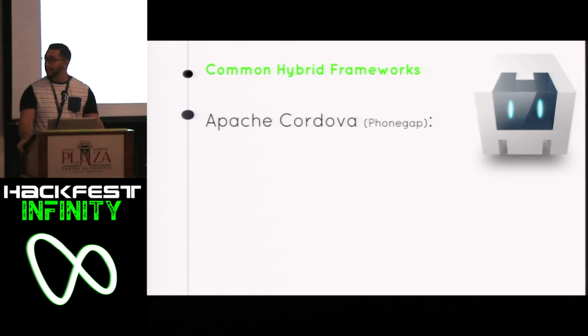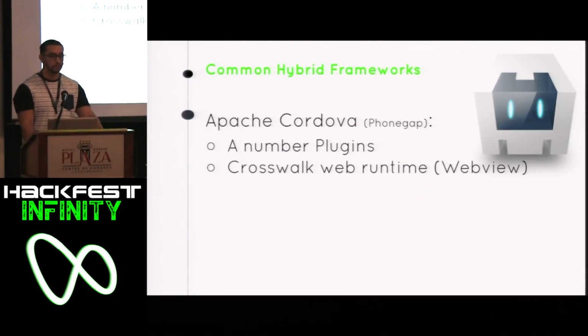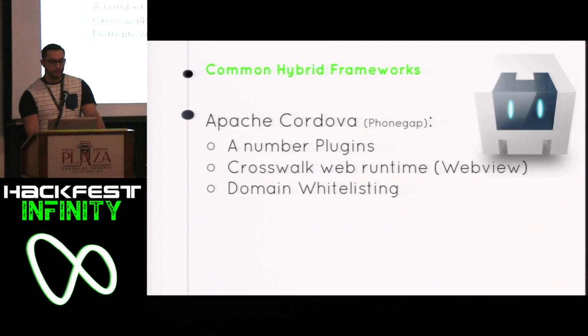So Cordova, again, one of the most common frameworks that I see out there. It's also known as PhoneGap. And we talked about the plugins and the plugin problems around there. And it uses Crosswalk as its web view, or its web rendering engine. By default, Apache Cordova implements what's called domain whitelisting. So it can only talk to domains that are defined within its configuration file, because it has its own configuration file as well. So it adds on top of everything else. But something to keep in mind.